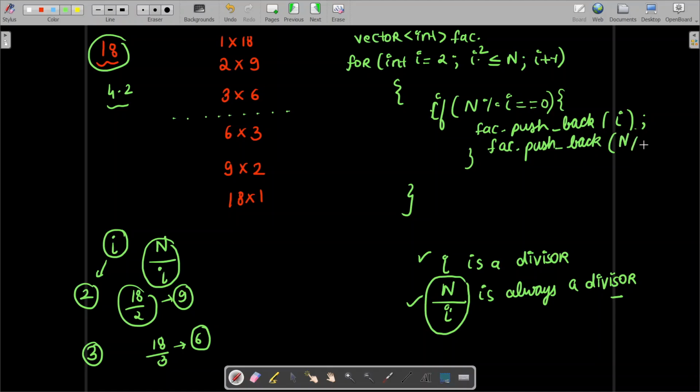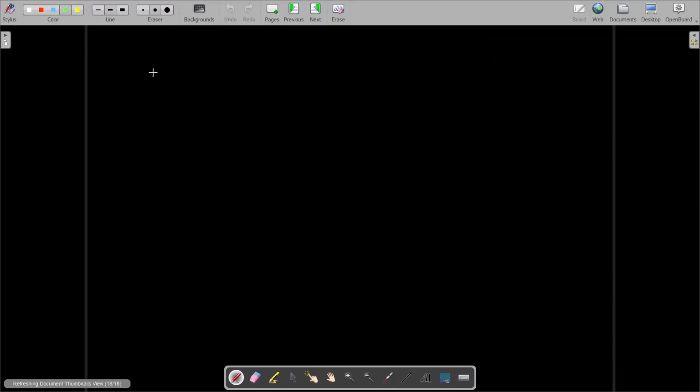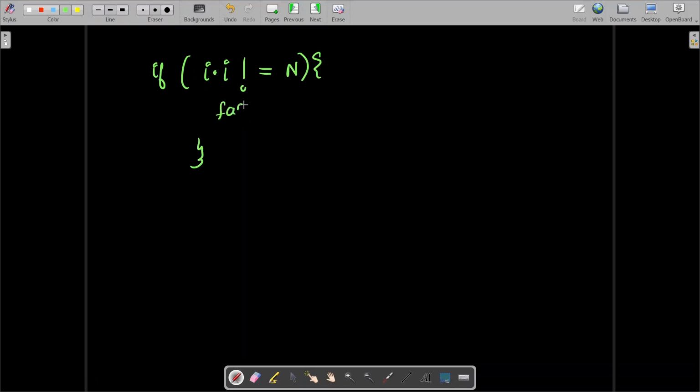Now it will redundantly calculate when our number is a perfect square. Suppose it is 36. It has a divisor 6 as well. Now if I divide 36 by 6 again, it will give 6 again. So I don't want that, right? So I will put an if condition: if i into i is not equal to n, then only I will push n by i. I will always push i, but n by i I will push only when i into i is not n, because n by i and i become the same in that case.